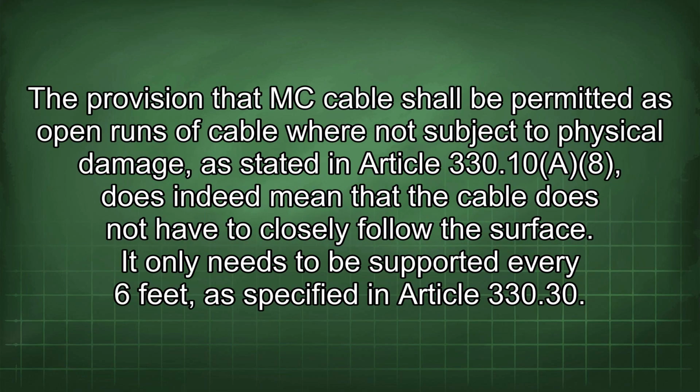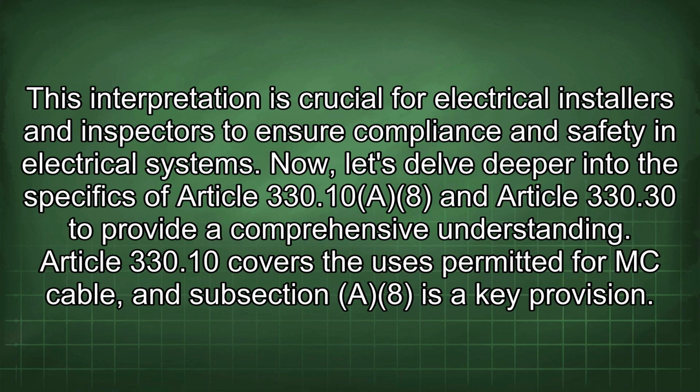The provision that MC cable shall be permitted as open runs of cable where not subject to physical damage, as stated in Article 330.10(e)(8), does indeed mean that the cable does not have to closely follow the surface. It only needs to be supported every 6 feet, as specified in Article 330.30. This interpretation is crucial for electrical installers and inspectors to ensure compliance and safety in electrical systems.